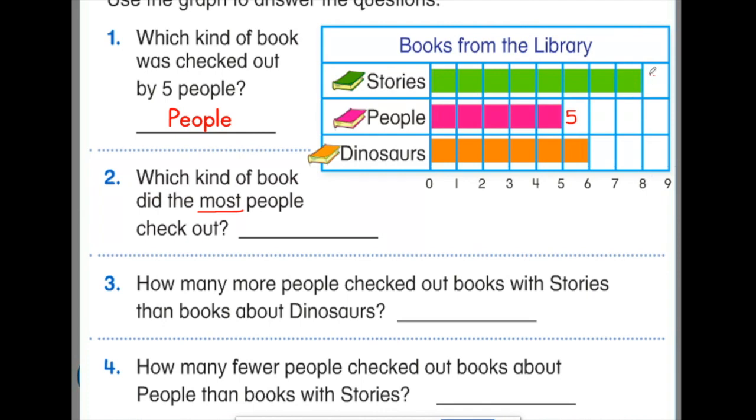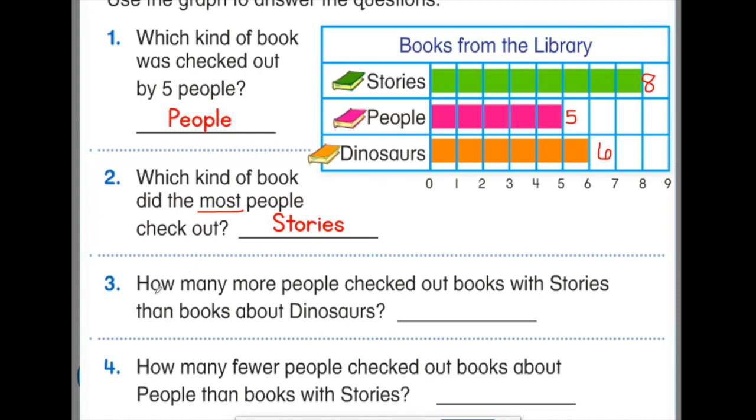So it looks like storybooks got 8 votes, and I like to write them down on the side so I don't forget. And last is the dinosaurs. So we're going to go all the way up to the top of the bar, and it looks here like it got 6 votes. So now I need to compare those 3 numbers because I'm looking for the kind of book that got checked out the most. So I'm comparing 8, 5, and 6, and we know that 8 is the largest number, so the storybooks were the ones that got checked out the most.